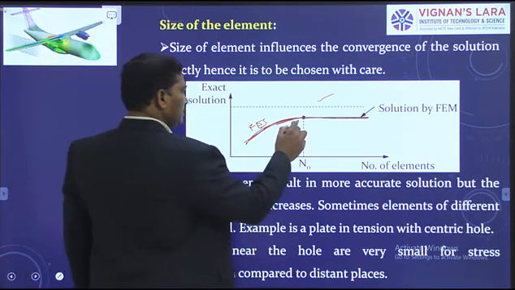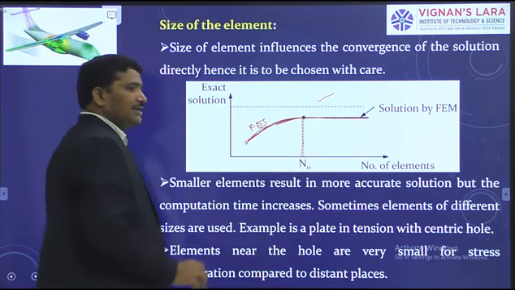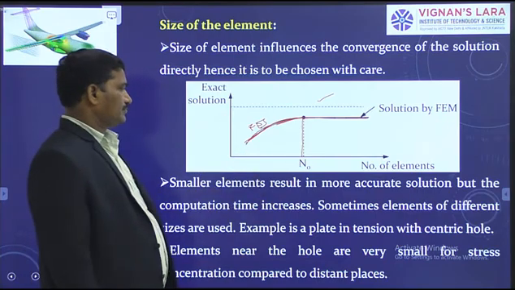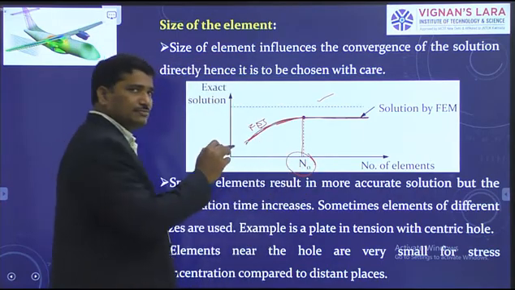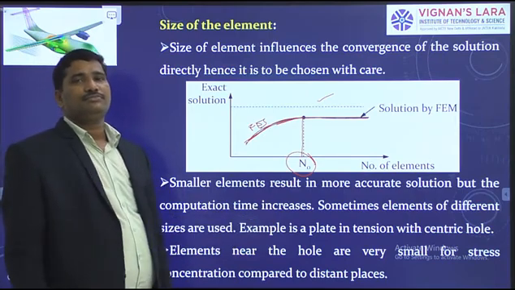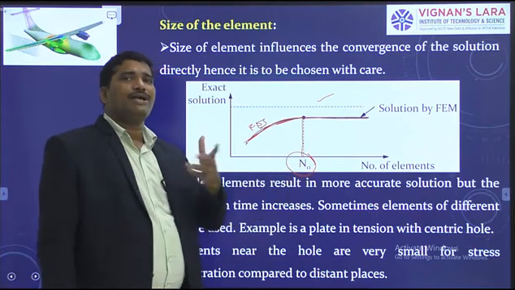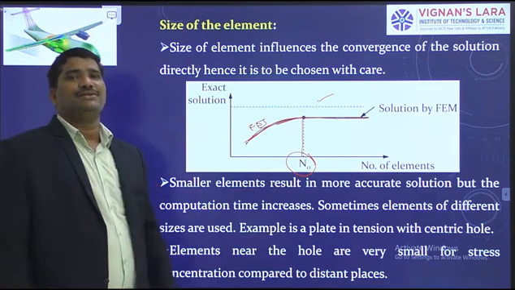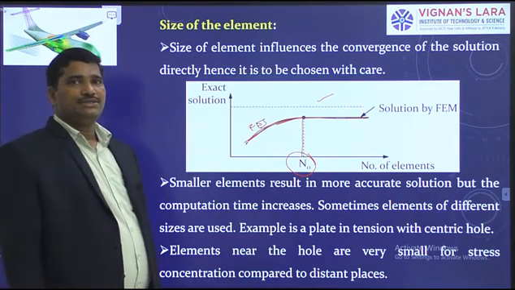Therefore, the number of elements beyond which the error remains constant is very, very important. Beyond this number, you need not increase the number of elements. Even if you increase, you get the same solution. Unnecessarily, if you increase beyond this number, what happens? The computation time increases. The cost of solution increases. So this is another problem.